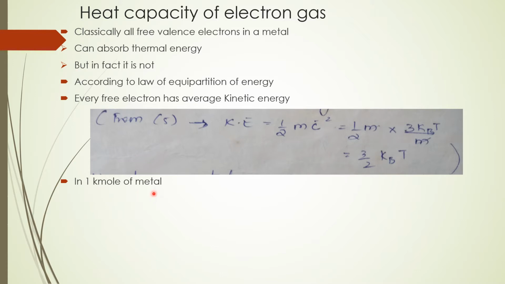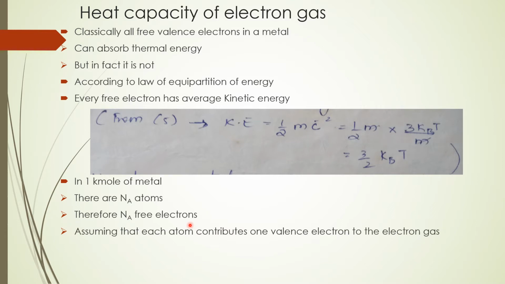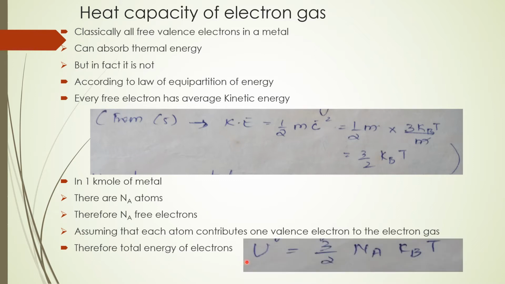Consider 1 kilomole of metal. If there are Na number of atoms, therefore there will be Na number of free electrons, assuming that each atom contributes one valence electron to the electron gas. Therefore, the total energy of the electrons will be given as capital U is equal to 3 by 2 Na kT.